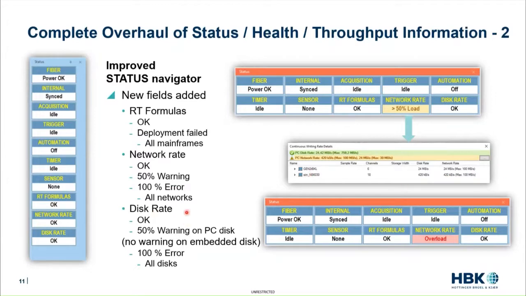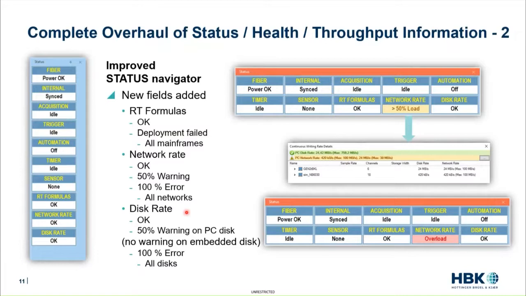Similar information is available for the disk rates, meaning your archive location. How does the rate at which you're trying to write data to the disk compare to the capabilities of that disk, the speed that that disk can sustain? And again you can get a 50% warning or an overload situation. On the 50% warning, we're only going to display that if you're saving to the disk.